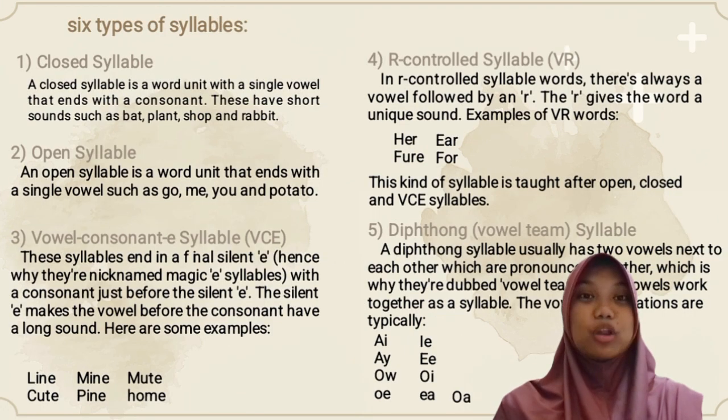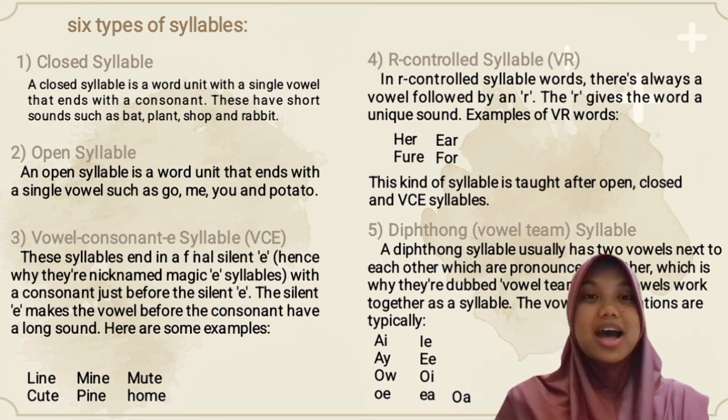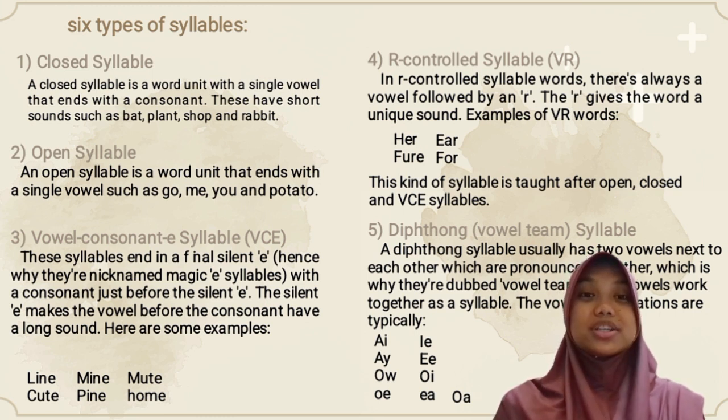Number 1 is closed syllable. A closed syllable is a word unit with a single vowel that ends with a consonant. These have short sounds such as pet, plant, shop, and rabbit. Number 2 is open syllable. An open syllable is a word unit that ends with a single vowel such as go, me, you, and potato.